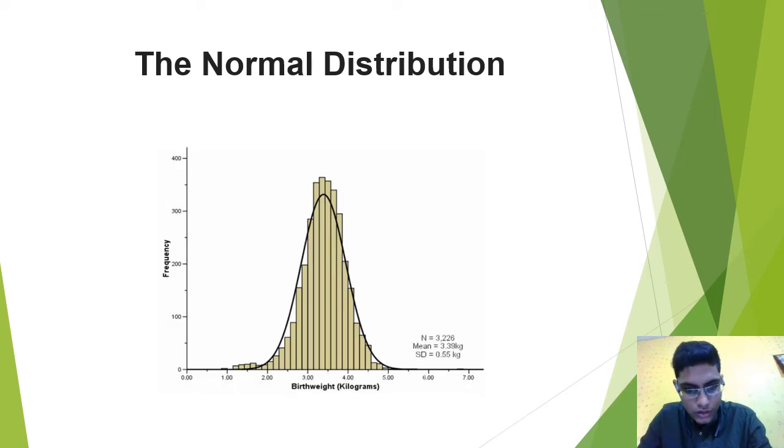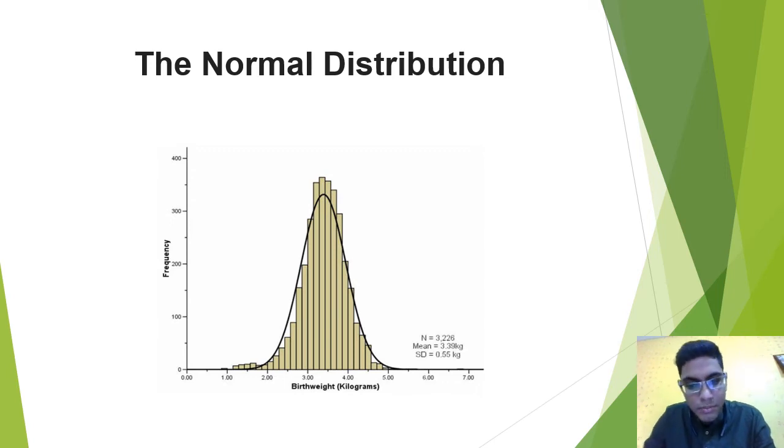For this birth weight in kilograms, I told you in the previous slide about the graph. So this is the graph. On the y-axis, we are measuring the frequency, and on the x-axis, we are measuring the birth weight in kilograms. So the n, the number of babies, is 3,226.